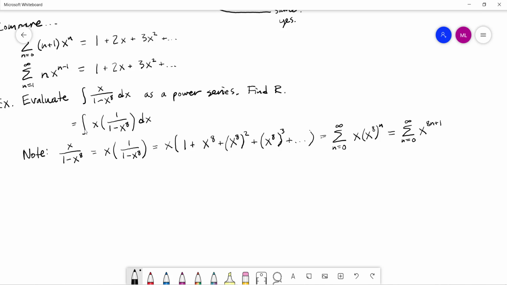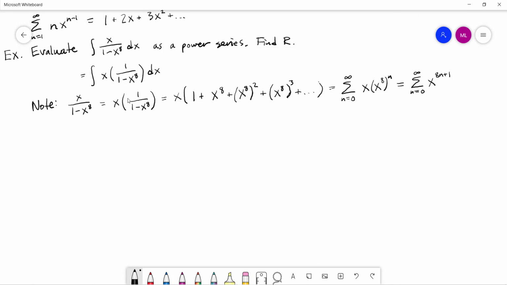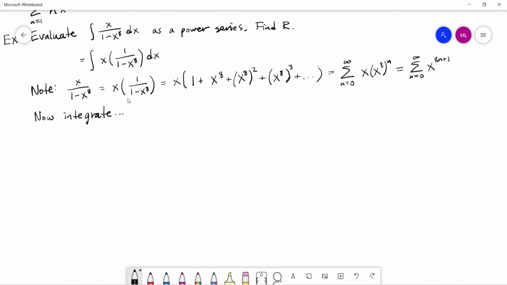And now what do we want to do? We want to integrate. If we want to integrate this, all we need to do is integrate the power series representation. So I'm going to do the integral of the sum from n equals 0 to infinity of x to the 8n plus 1. And again, we're doing this all with respect to x.